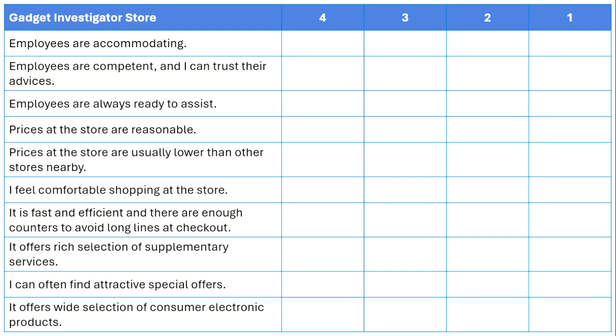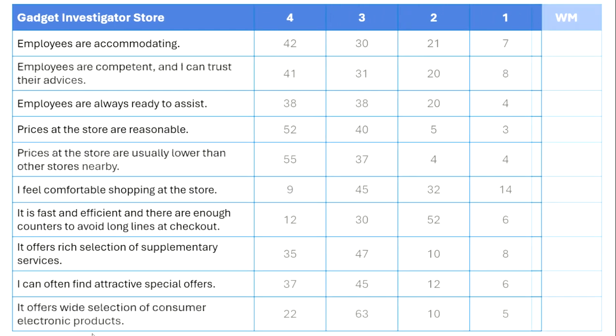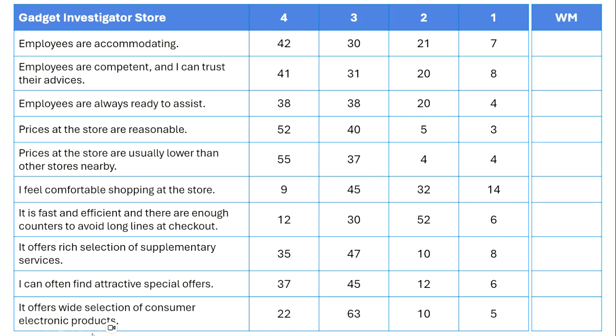So now let's say for instance we surveyed 100 customers of Gadget Investigator store, and we have this data. We have the summary of their responses. As you can see here, let's say we have employees are accommodating. 42 answered that they strongly agree with that statement. 30 agreed, 21 disagreed, and 7 strongly disagreed. So for each statement, let's compute its weighted mean.